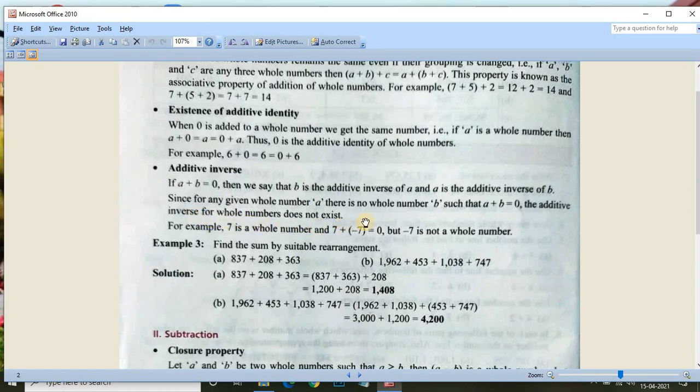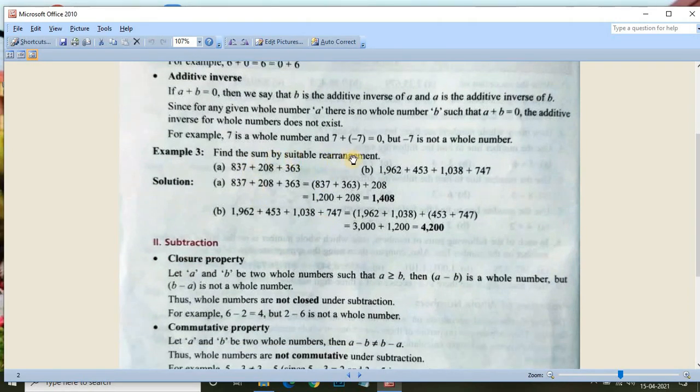So it is clearly written that the additive inverse for whole numbers does not exist. Here 7 is a whole number, and 7 plus (minus 7) becomes 0 when we solve it, but minus 7 is not a whole number. So for any given whole number a, there is no whole number b such that a plus b equals 0. Hence, the additive inverse for whole numbers does not exist.